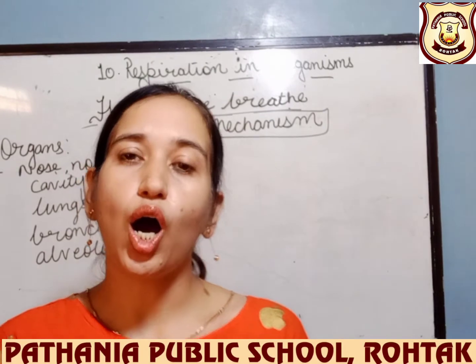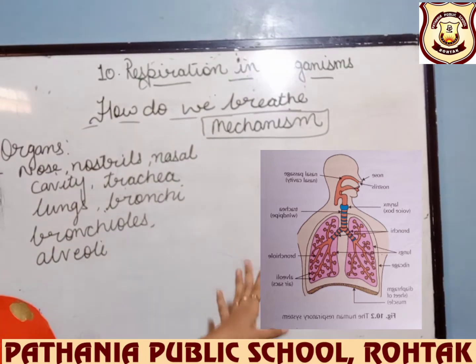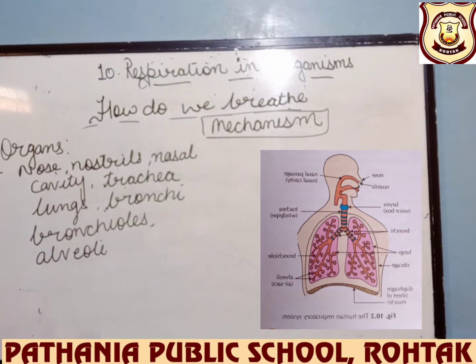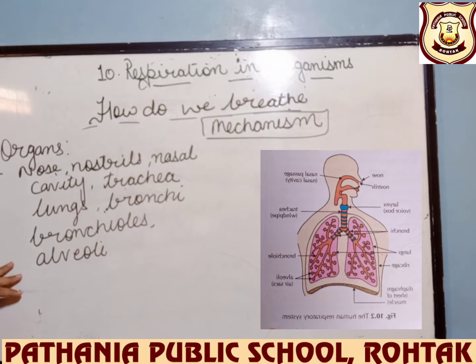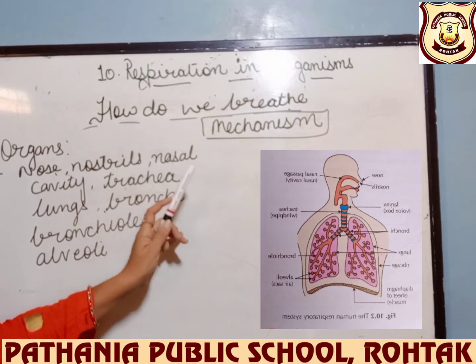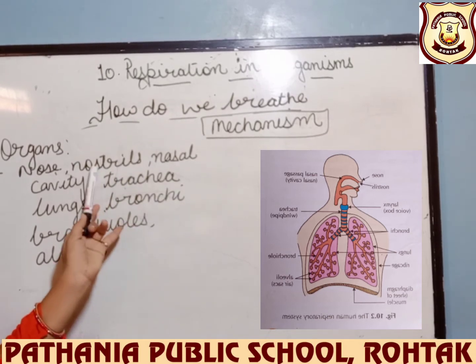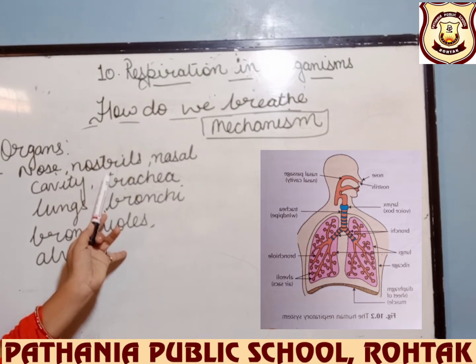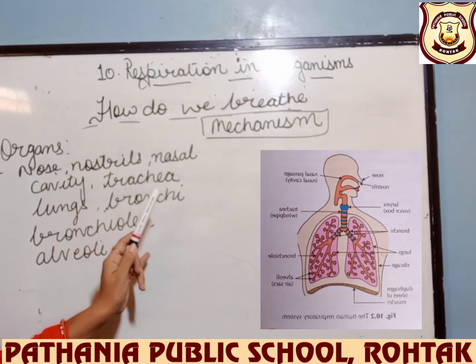Let's discuss how we breathe and our respiratory system. Let's see the mechanism here. What organs are involved in the mechanism? Let's discuss the organs: nose, nostrils, nasal cavity, trachea, lungs, bronchi, bronchioles, alveoli. This is the structure, and we are going to do the mechanism through it. One nose has two holes, which are called nostrils. And there is a passage in the nose behind the nostrils called the nasal cavity.